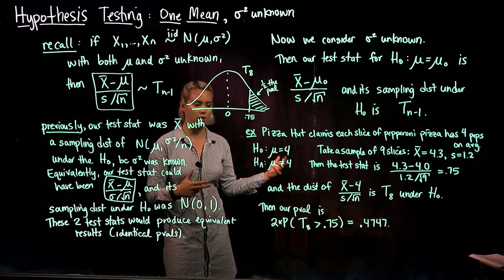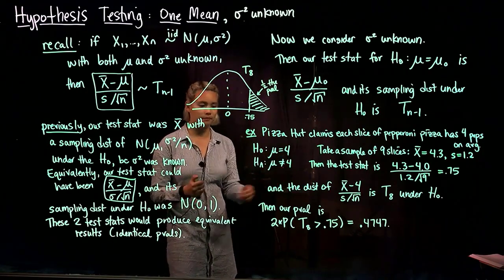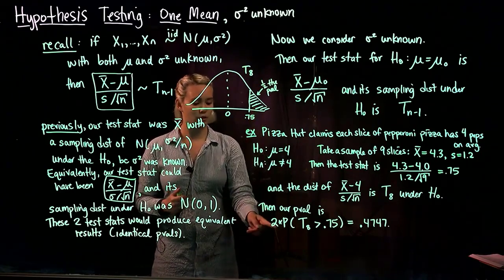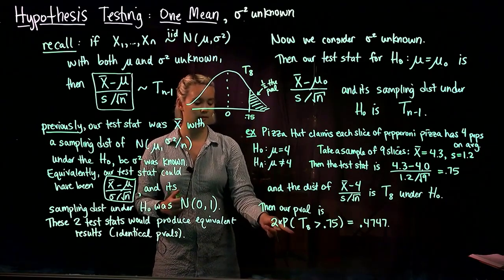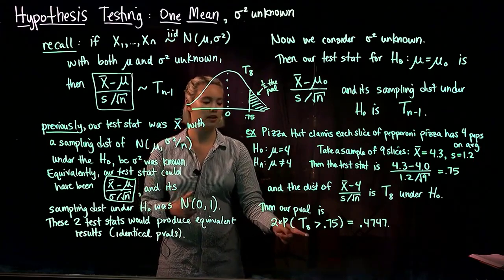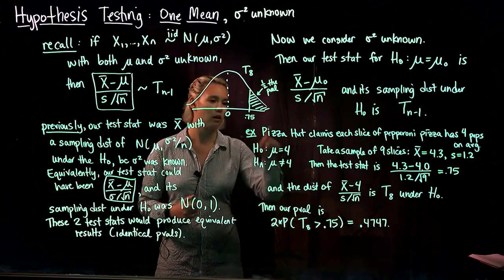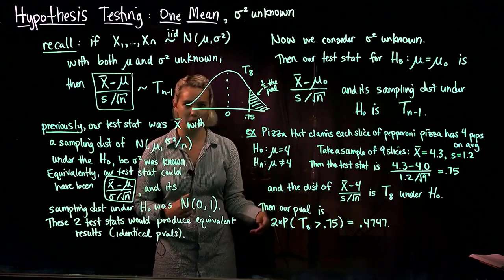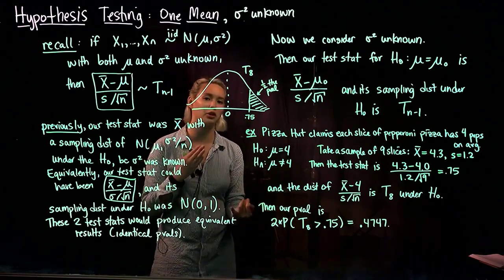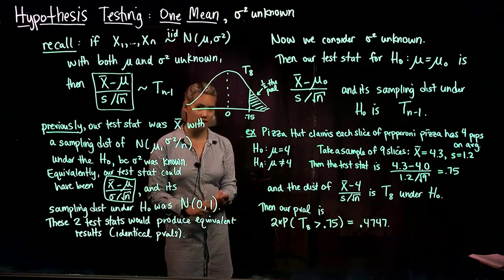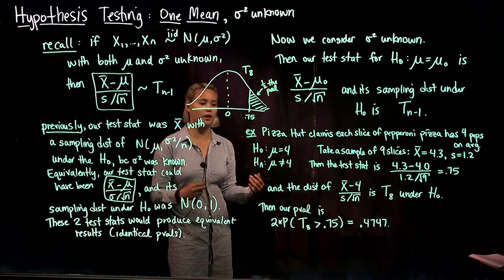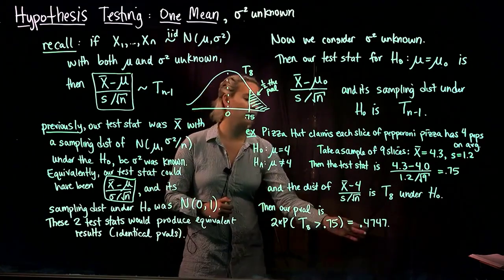Okay, so we can go ahead and calculate our p-value. Our p-value, we said, is just going to be double this area. So it's 2 times the probability that a t-distribution with 8 degrees of freedom is greater than our test statistic, which is 0.75. So then we can go out and use a table, or we could use pt in R to find out that our p-value is 0.4747.